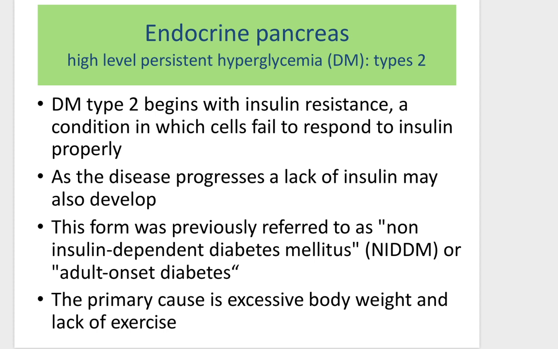Diabetes type 2. It begins with insulin resistance, a condition in which cells fail to respond to insulin properly. In this case, there is enough insulin, the opposite of type 1, but it is an abnormal function in that cells are not able to respond to this insulin. As the disease progresses, a lack of insulin may also develop. This form was previously referred to as non-insulin-dependent diabetes mellitus or adult-onset diabetes. The primary cause is excessive body weight and lack of exercise.